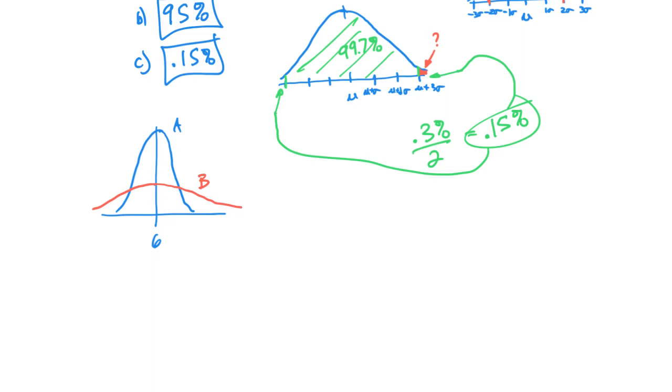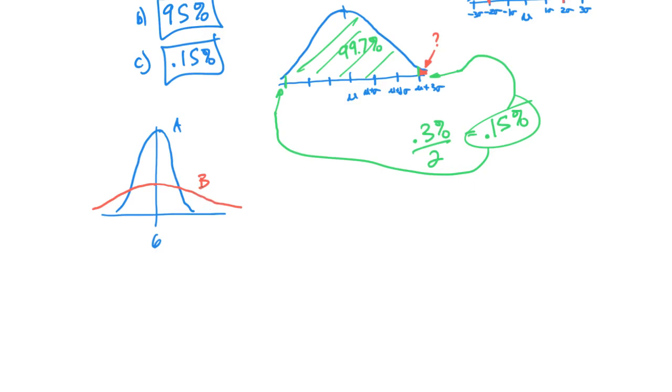What is the mean of graph A? You can see it's 6, right? The mean of graph B, also 6. So the means are the same. So which one has a larger standard deviation?